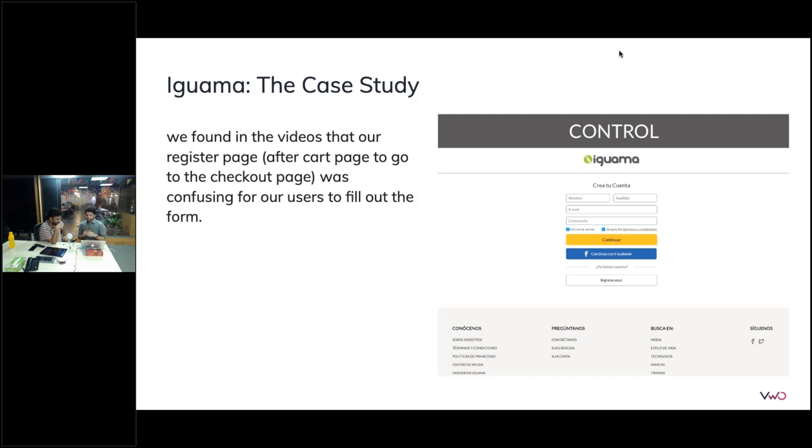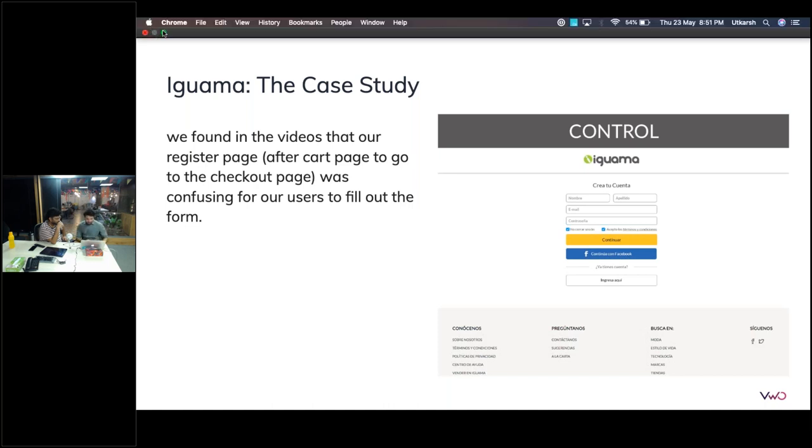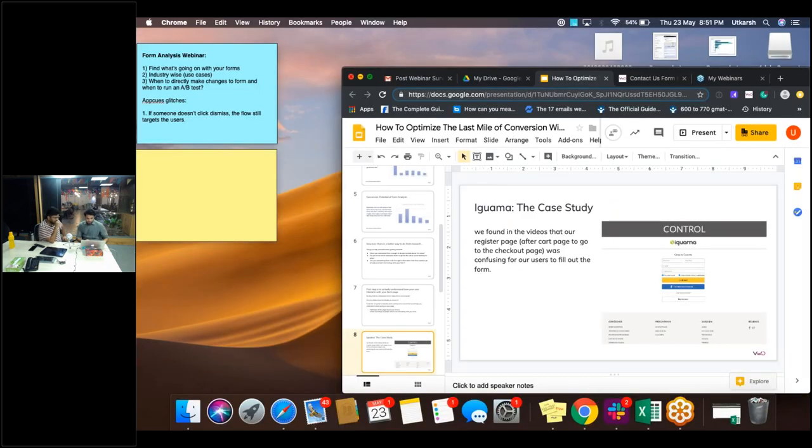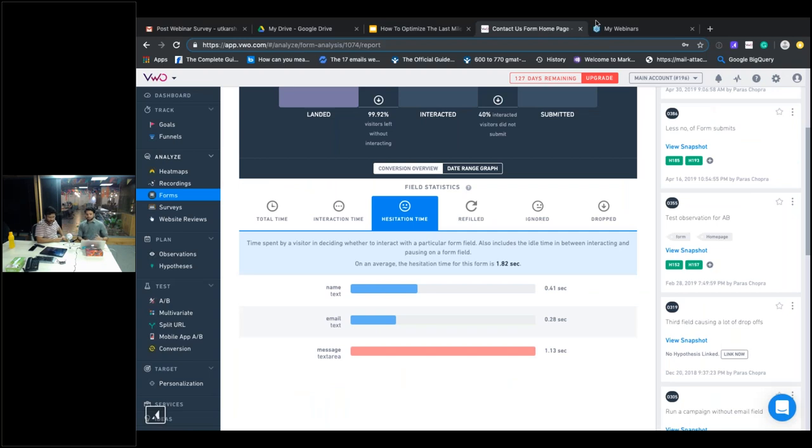And then they did a deep dive into recordings, as you mentioned, the heat maps, the visitor recording sessions, to see everything play out in action. But the first thing they did was run a form analysis. And let me just quickly go on the platform and share what type of insight form analysis provides you.